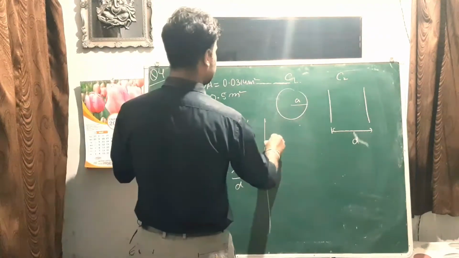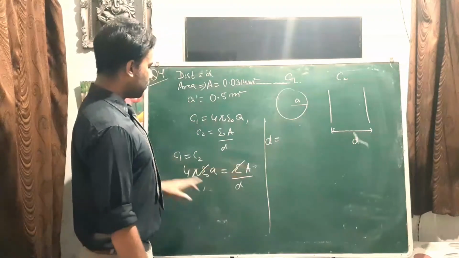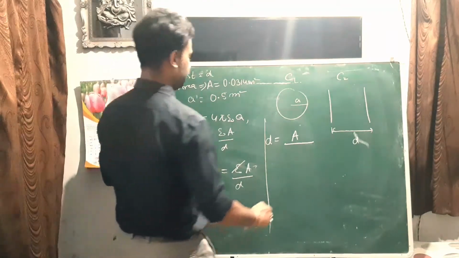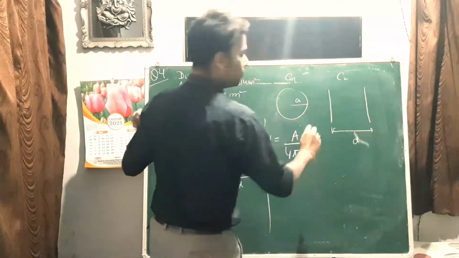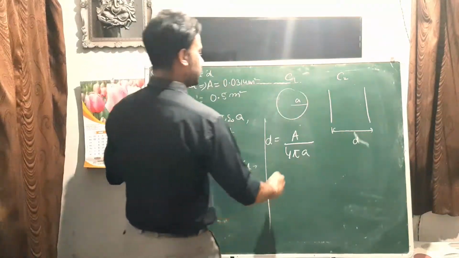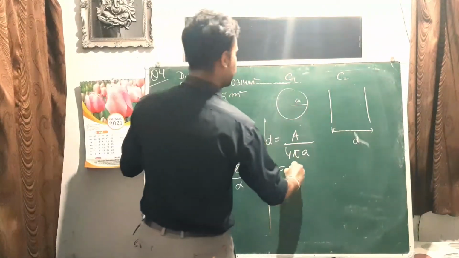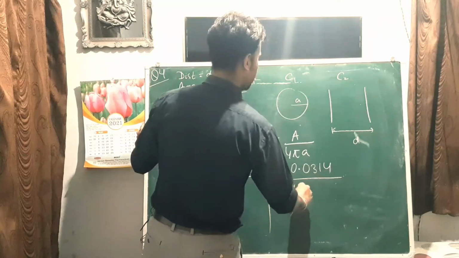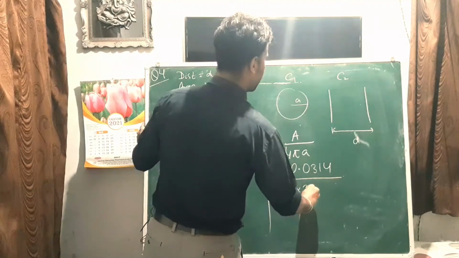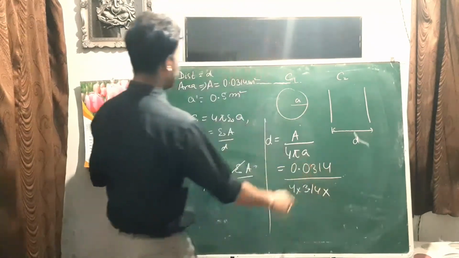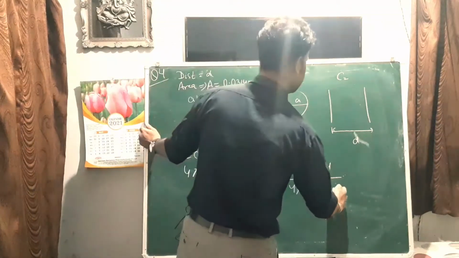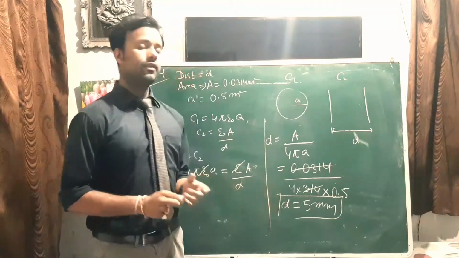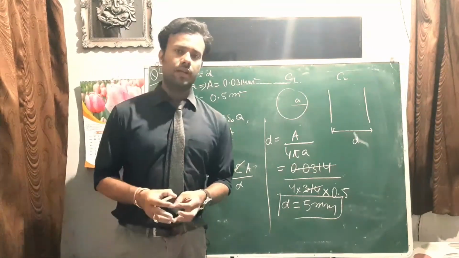So what will be d then? d will be A upon 4 pi a. What is A we have? It is 0.0314 upon 4 into pi, pi will be 3.14, into a which is 0.5. So after calculating, we'll get 5 millimeter. Let's see the next numerical.